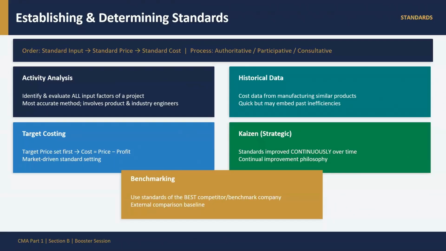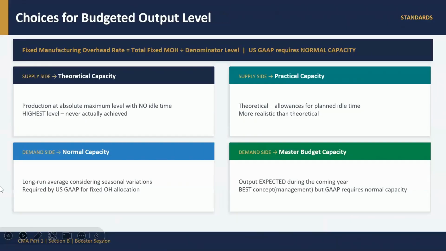Okay. Then what about our manufacturing overheads? For manufacturing overheads, we have 4 methods. Theoretical capacity, practical capacity, normal capacity, and master budget capacity. So why are we using this? You will get total fixed manufacturing overhead. I'll give you one example. Okay. Rent of a building.